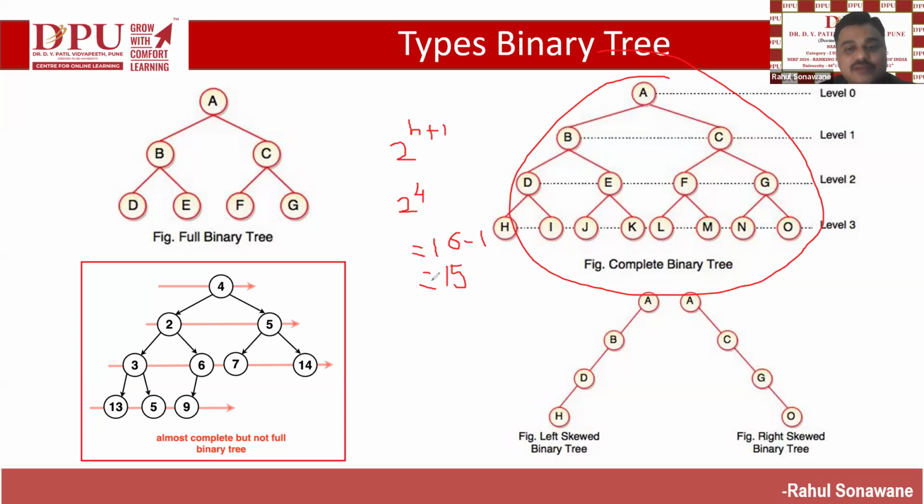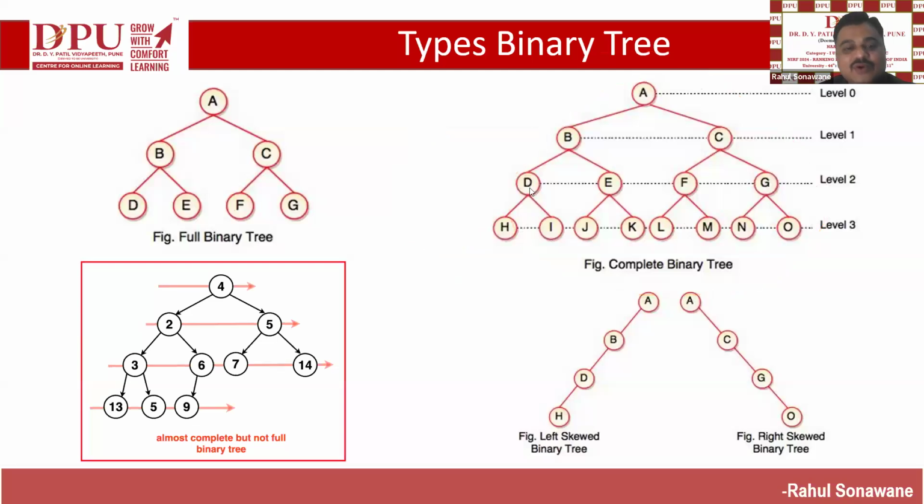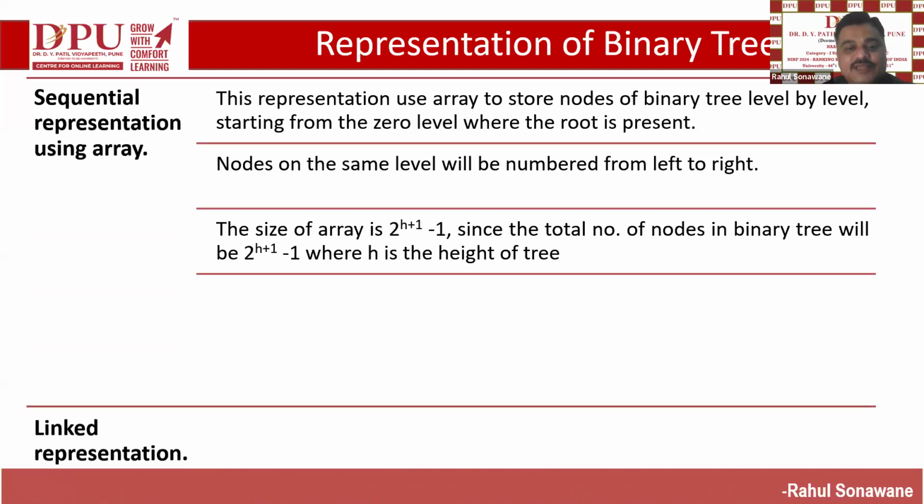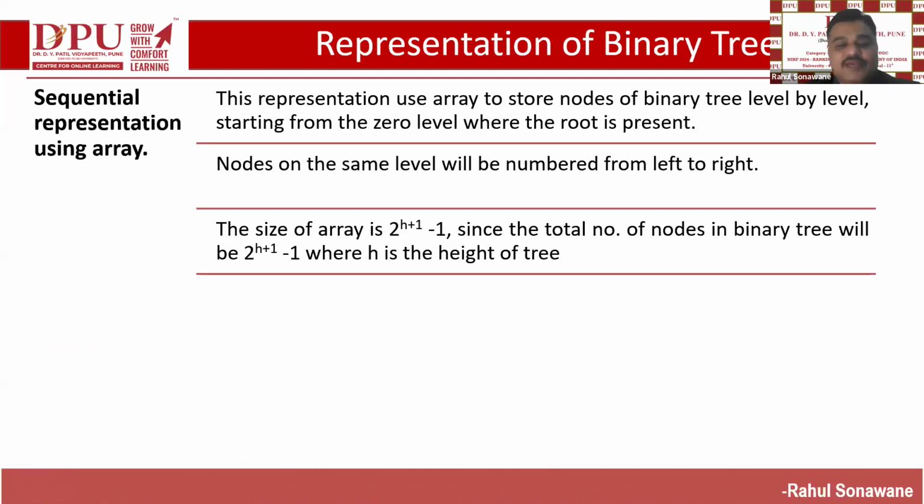Okay. Right. So here we need to take care of how to represent that. Let me go to the next slide. Yes. So here we need to take care of this static representation, that is with the help of an array, where if the representation is having height h, we need to have an array of size 2 raised to h plus 1 minus 1. Okay, that can be your MCQ type of question during the examination.